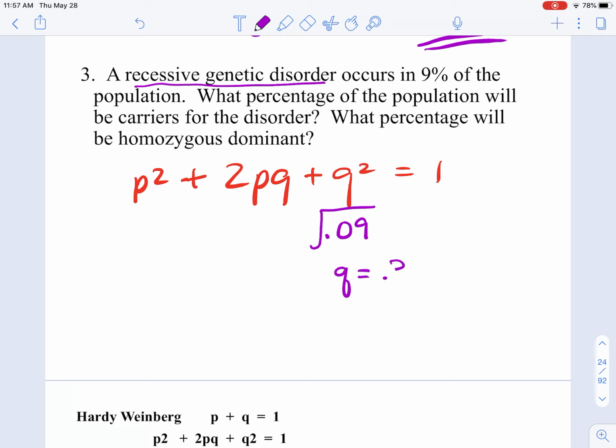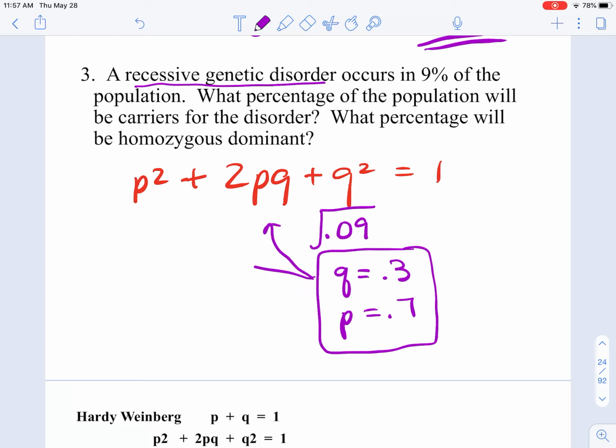If you square root that, square root q squared, you're going to get q. And q is 0.3. So 1 minus 0.3 is 0.7. So we know p is 0.7. Put a square around that. That's your legend of information that you can use to get your other two genotypic frequencies.